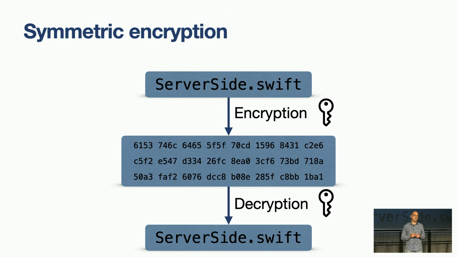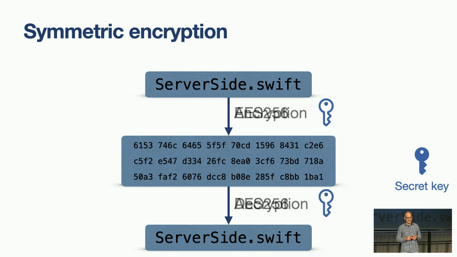First, we have symmetric encryption, in which the key used for encryption and the key used for decryption are the same. This one and only key is called the secret key. A well-known such algorithm is AES, 128 or 256. Here, the 256 refers to the key size in bits.